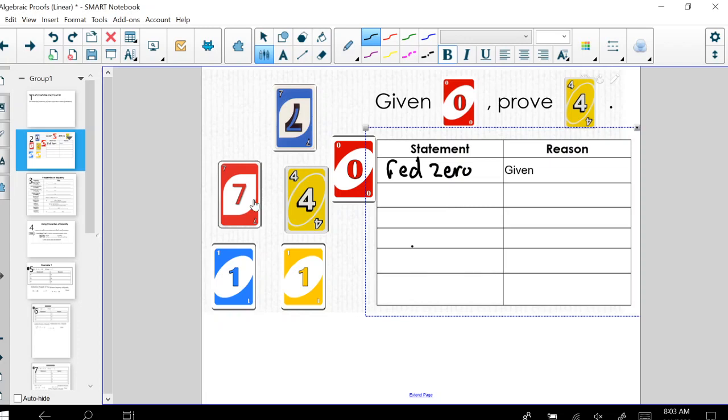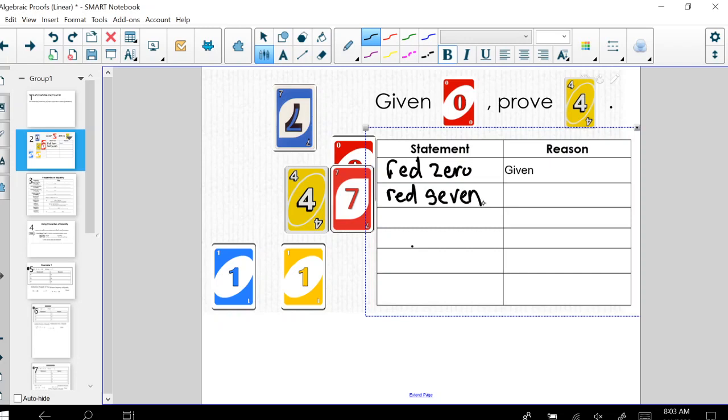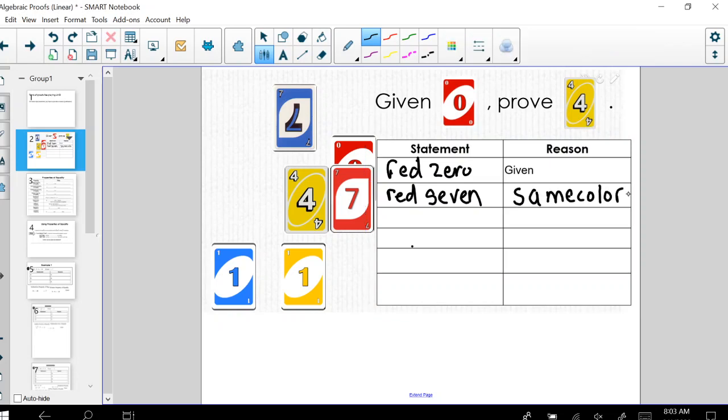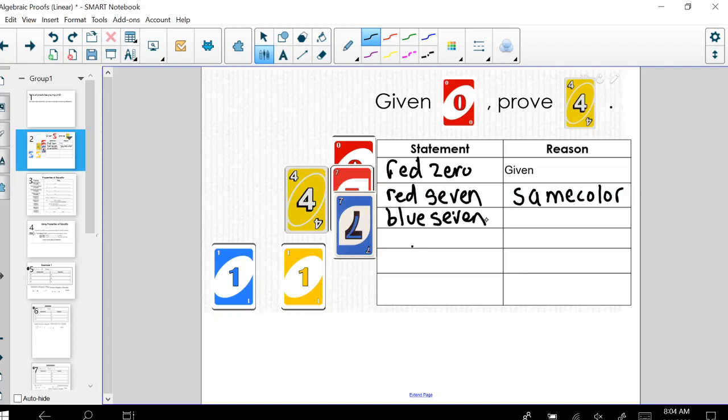Now, the next move that I can make here, if I look at these cards off to the left, the next card that I can lay down is going to be the red 7. Okay, so with the red 7, my reason or my justification is that they're the same color. Once I have the red 7 down, again, if we're playing Uno, it's someone else's turn. Next card choice that I have is a blue 7. So I could add that to the pile because they're the same number.